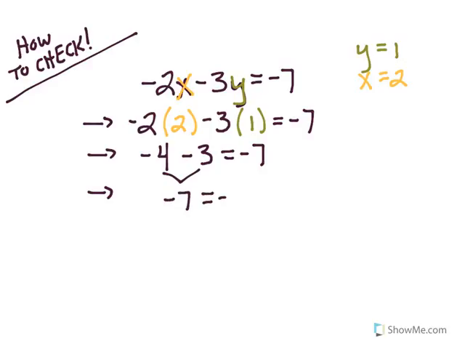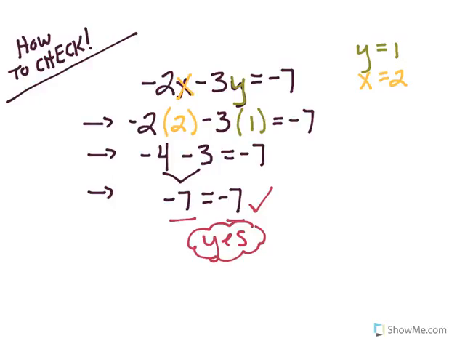So here's what should happen. If your answers are correct, you will always get a true statement. Is negative 7 equal to negative 7? Yes, it is. So that's how you know that you did your problem correctly. I'm going to do one more on the next page. I'm going to work it a little quicker.